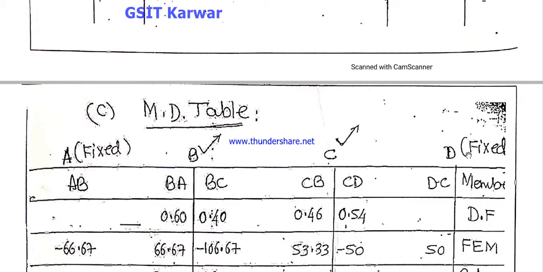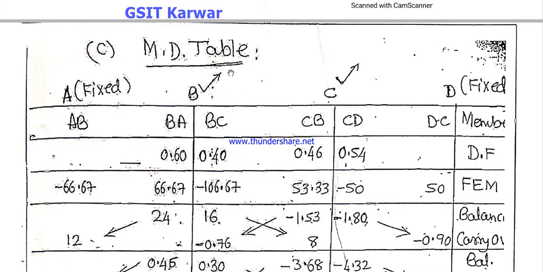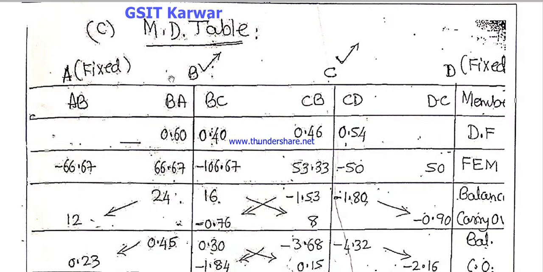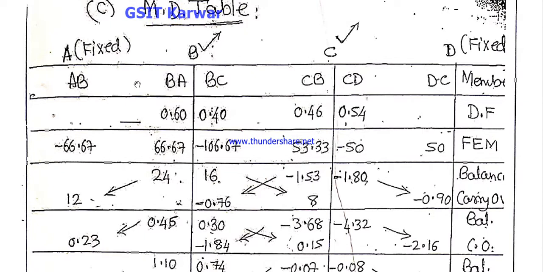Let us take the moment distribution table. You should write it like this. Here these are the supports: support A, B, C, D. Here you can write this is span AB and this is span BA, and considering joint B, on the right hand side, span BC, and span CB, and span CD, and span DC. These are the members.